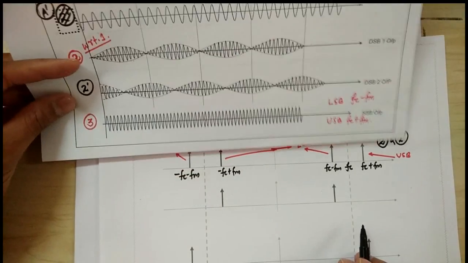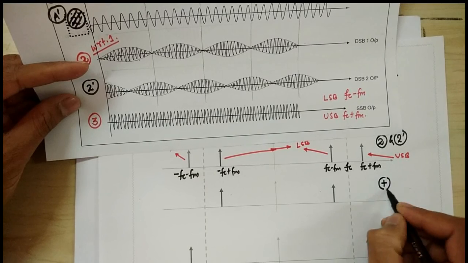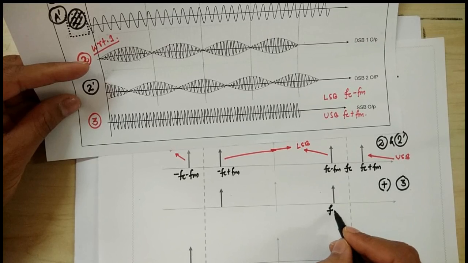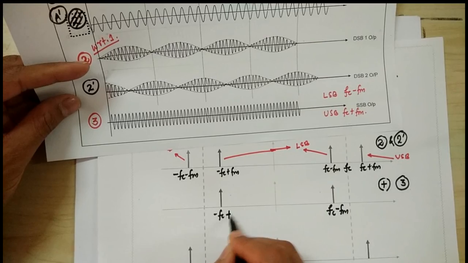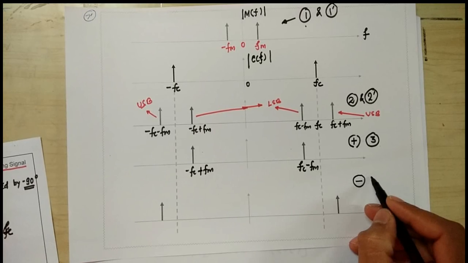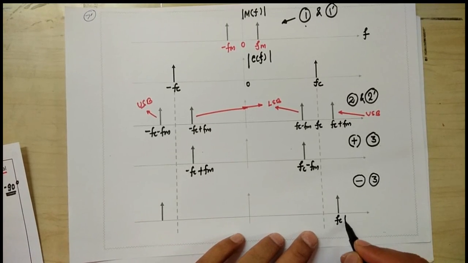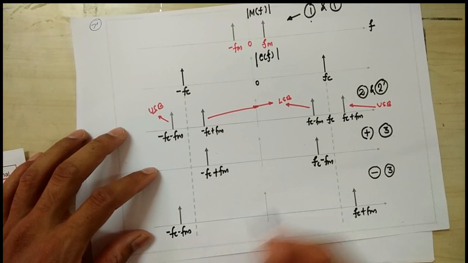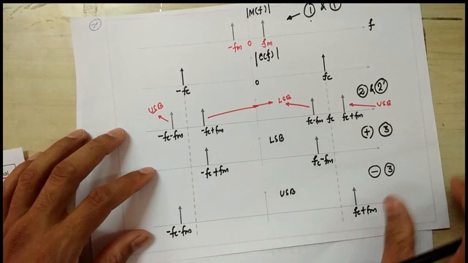So if you use an adder block, then the point number 3 output will look like this, which is the impulses at Fc minus Fm. This is going to be minus Fc plus Fm. And if you use a subtractor, then the point number 3 output is going to be the USB, Fc plus Fm. This is minus Fc minus Fm. So this is my USB spectrum. This is my LSB spectrum.